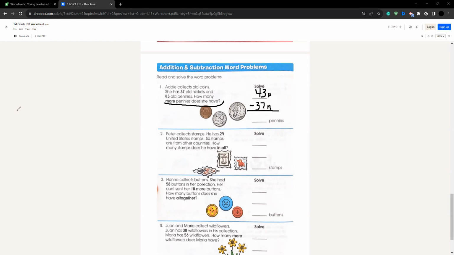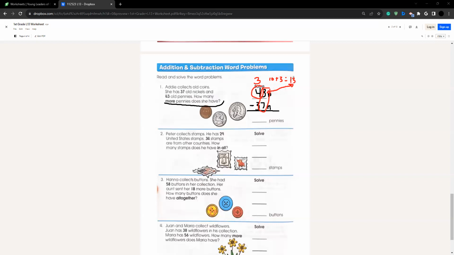So let's solve for our ones place. 3 minus 7. We can't do 3 minus 7, right? Because 3 is smaller than 7. So we need to borrow a 10 from the 4 here. So 4 is going to drop down to 3. And then 4 is going to give a 10 to the 3. So 10 plus 3 is 13, right? So instead of just 3, it becomes 13.